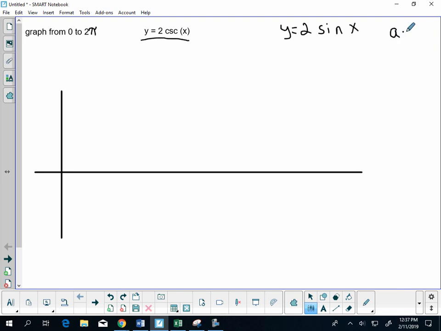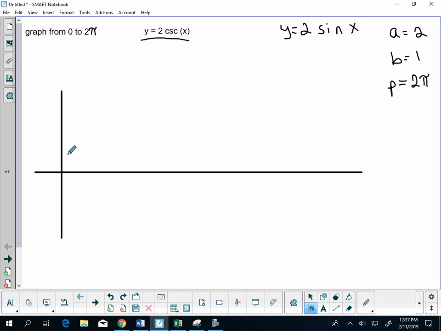my amplitude is 2. My b is 1. That means that there is one cycle from 0 to 2 pi. And my period, I'm just going to use p for that, is 2 pi over b, which would be 2 pi over 1, or 2 pi.